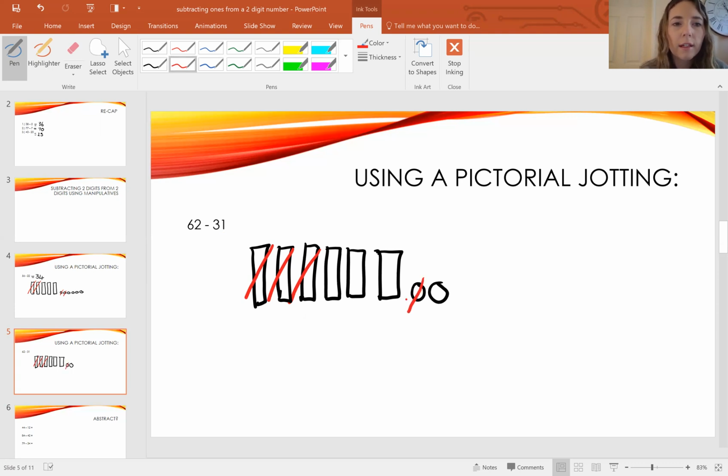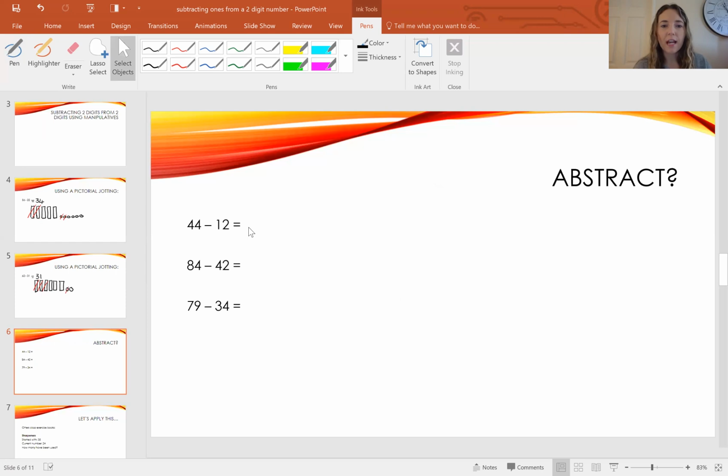There we go. Now let's count up, see how much we've got left. 1, 2, 3, 3 10s, and 1 1. So the answer, the difference, is 31. Well done. Okay, so some of you might be ready for the abstract stage.